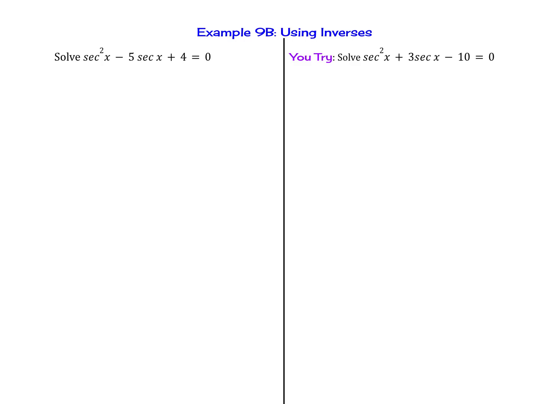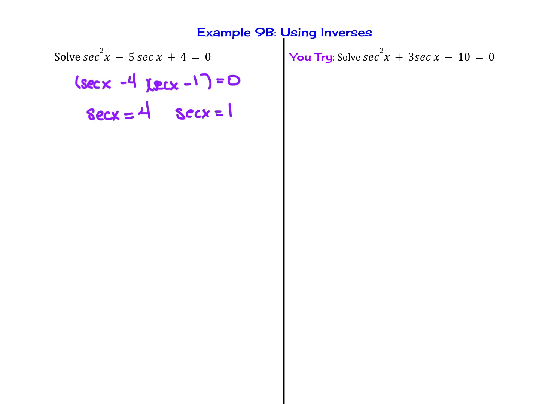Now that we've solved for inverse tangent, let's solve for other trig functions. So let's solve secant squared of x minus 5 secant of x plus 4 equals 0. We can factor it to secant of x minus 4 and secant of x minus 1. So using the zero product property, we know secant of x is 4 and secant of x equals 1.